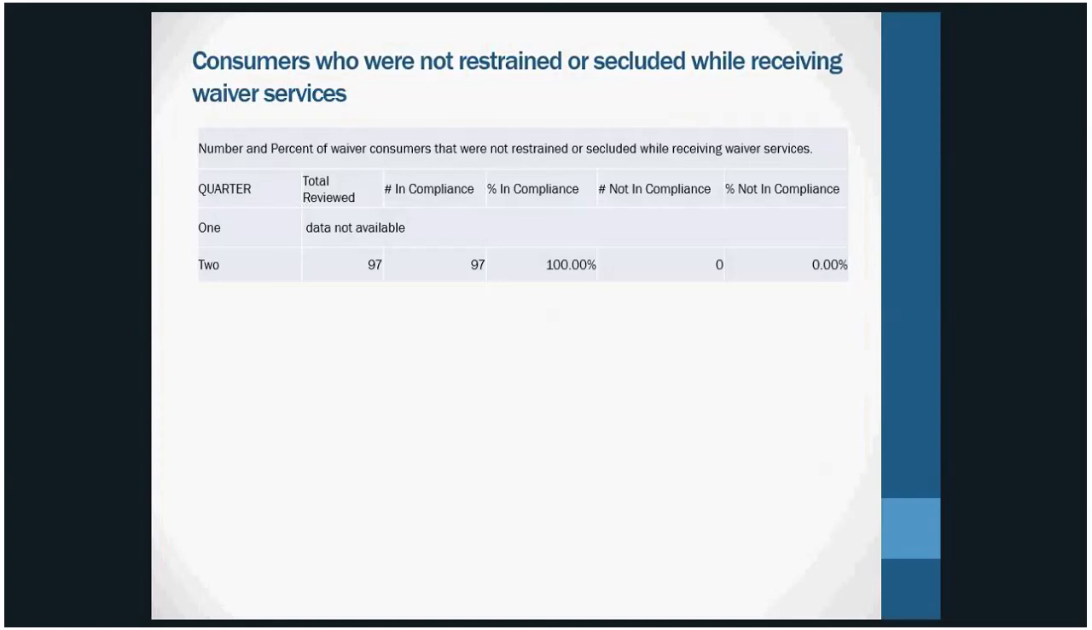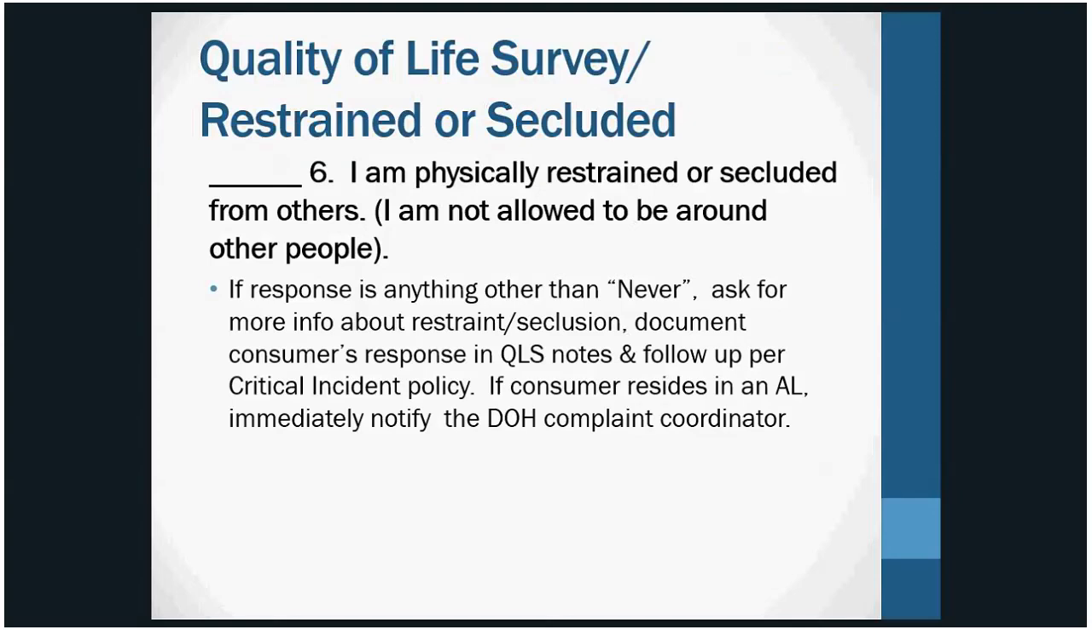Next slide. This is the consumers who were not restrained or secluded while receiving services. This is the performance on the last quarter's quality of life survey results. We had updated this during the last review period, and then, like Misty stated earlier, CMS asked us to, in addition to this quality of life survey question, also add restraint and seclusion as specific critical incident types. And so this quality of life survey question is still included on the quality of life survey, and we still want it to be asked.